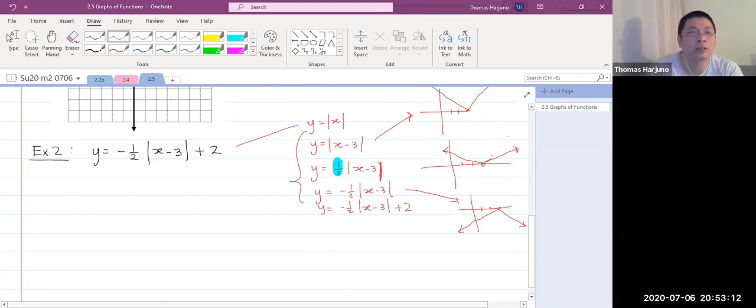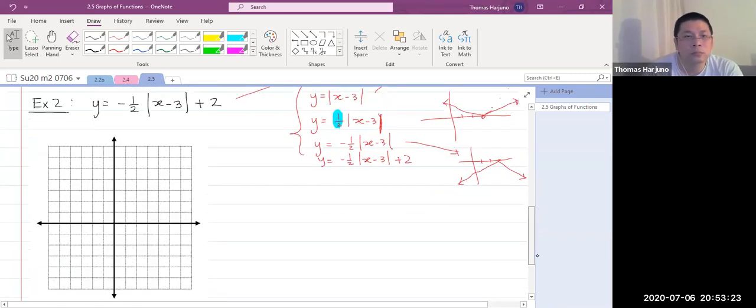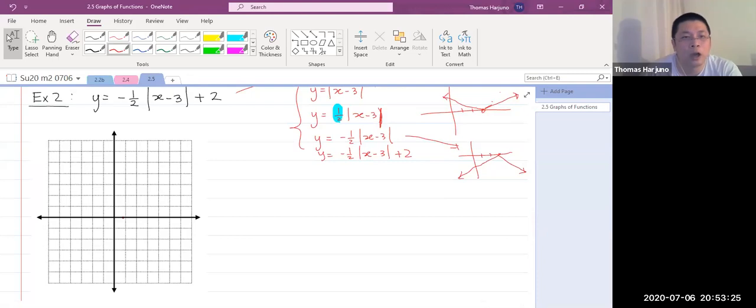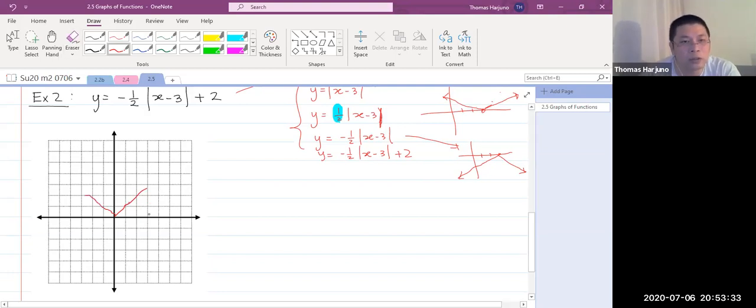Okay, now let's practice. Let's see in detail what happened, what we have at the end. So it looks like this, right? Originally, that's absolute of x. Okay, move 3 units to the right. Okay, and then I shrink by 1/2. So 1 becomes 1/2, 2 becomes 1, 3 becomes 3/2, 4 becomes 2.